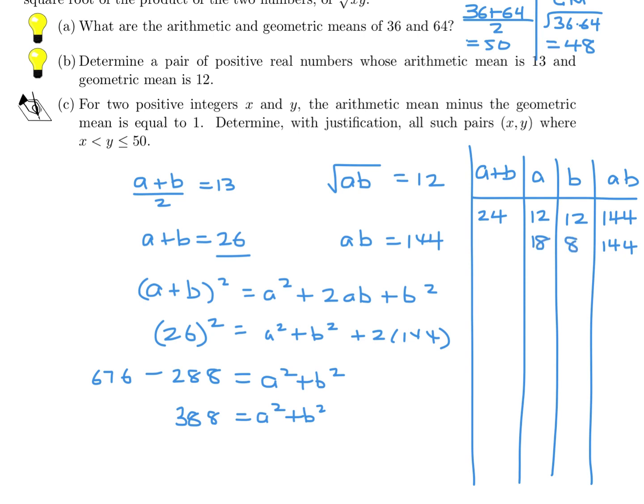18 times 8 is 144, right? Yeah, 72 times, yeah. And then this is 26. Okay, that works. Well, there you go. I just got it by trial and error there. So A is 18 and B is 8. And I believe that's it.